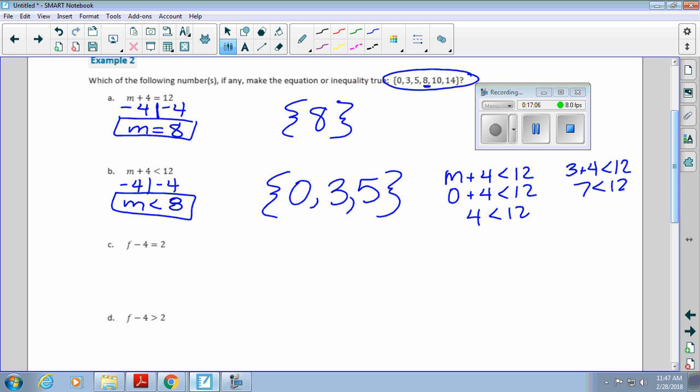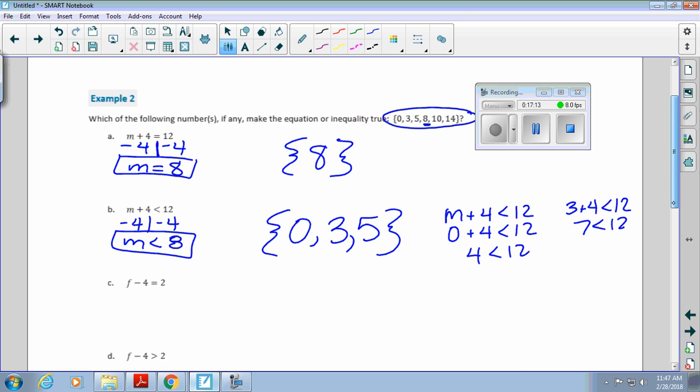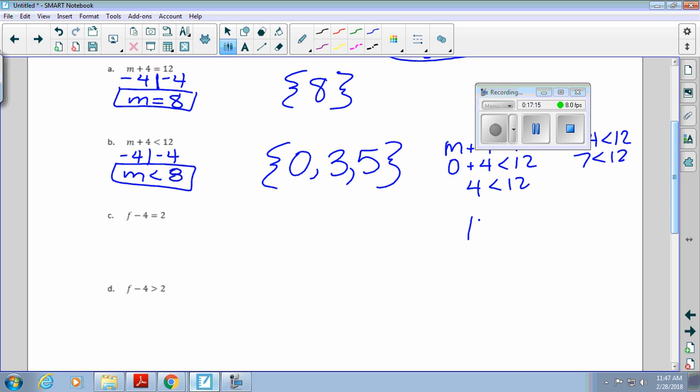Yes. Now let's try one that we didn't say works and see if it gives us a weird answer. All right, let's do 14. 14 plus 4 is less than 12. Is 18 less than 12? No, it's not. 18 is not less than 12, so I'm glad we didn't pick 14 as a value. Does that make sense, everyone?